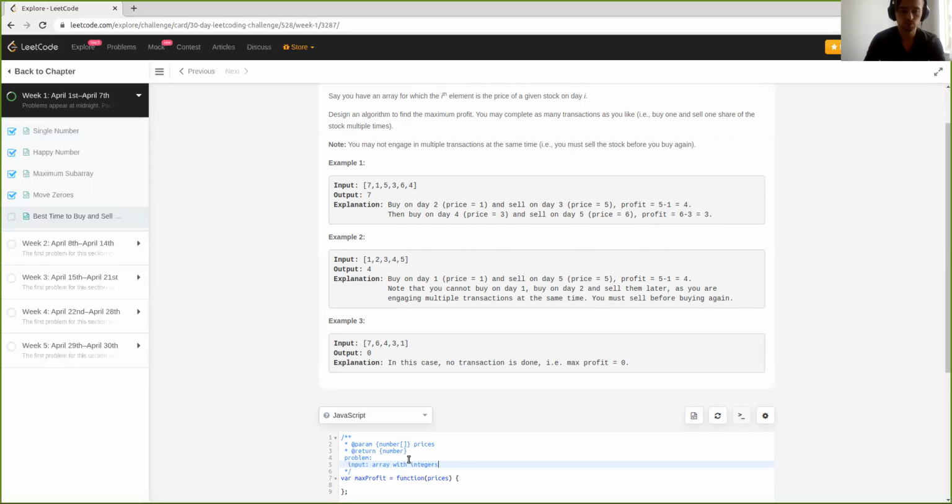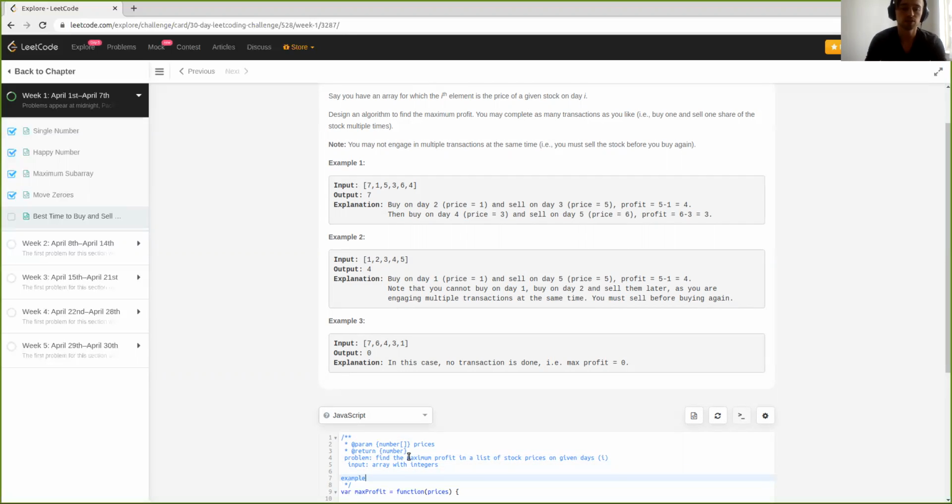Okay. So the problem is find the maximum profit in a list of stock prices on given days. Okay, so the element, the integer, represents the stock price on that day. So each element is a different day in, let's say, a hypothetical week.